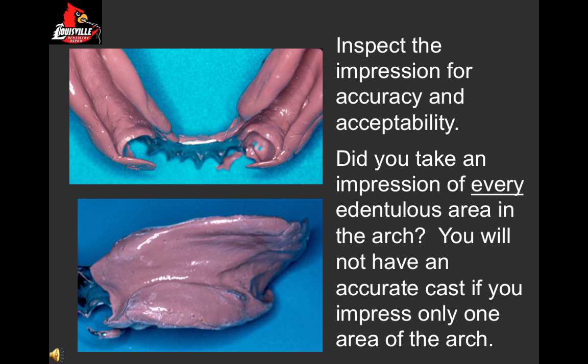When the impression is properly set and does not leave a dent when you place your fingernail in it, take it out and inspect the impression for accuracy and acceptability. Did you take an impression of every edentulous space in the arch? You must do so. You don't selectively choose one edentulous area when you're doing an impression.